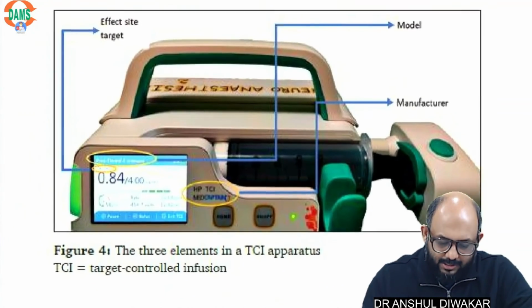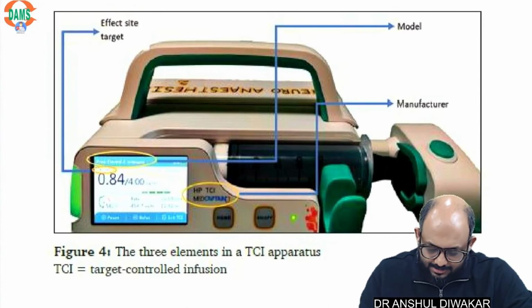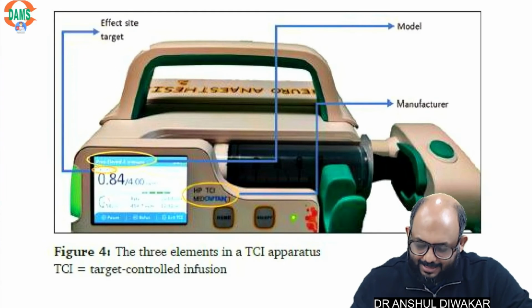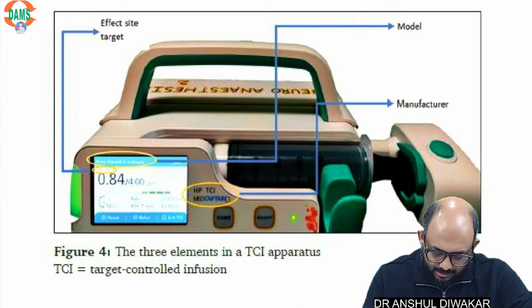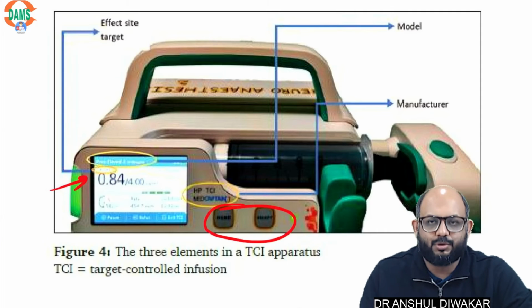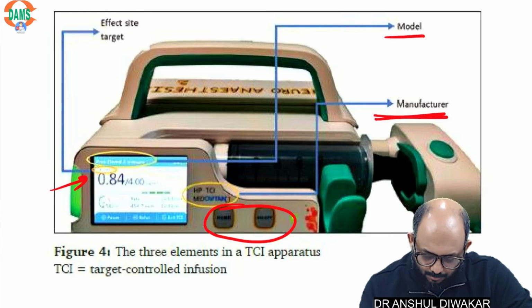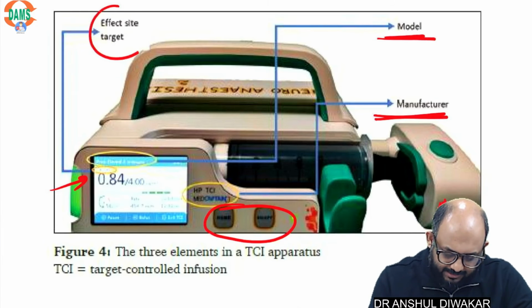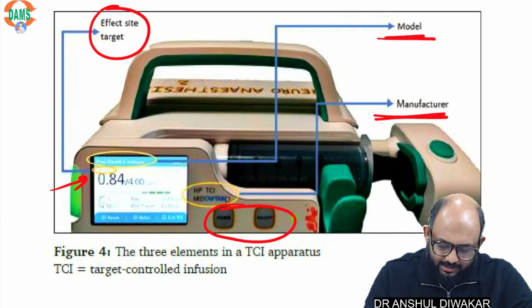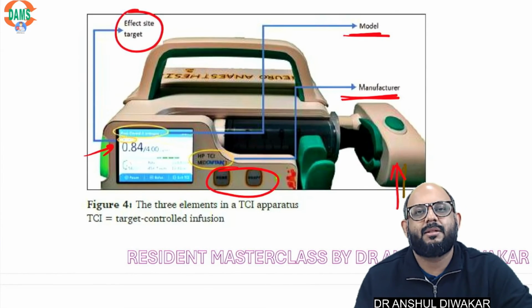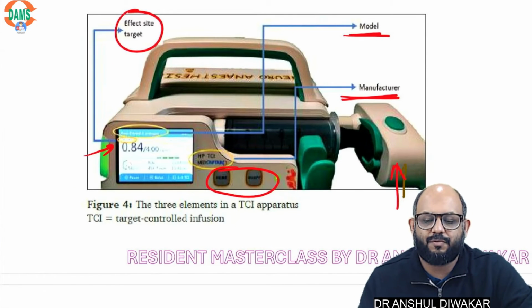This is how it looks like. So you can see that there is a pump mechanism, there is a computer display, and then here is the user interface. Okay? Then you have the manufacturer of the pump, you have the model, you have the effect site concentration, and rest of the things are all put here. You can see lot of images like these in the articles and even in Miller's textbook of anesthesia.